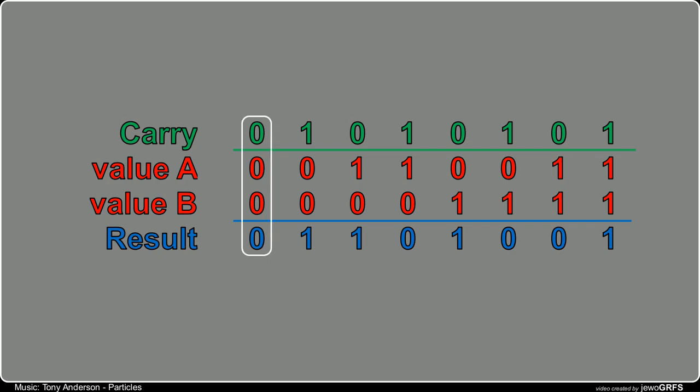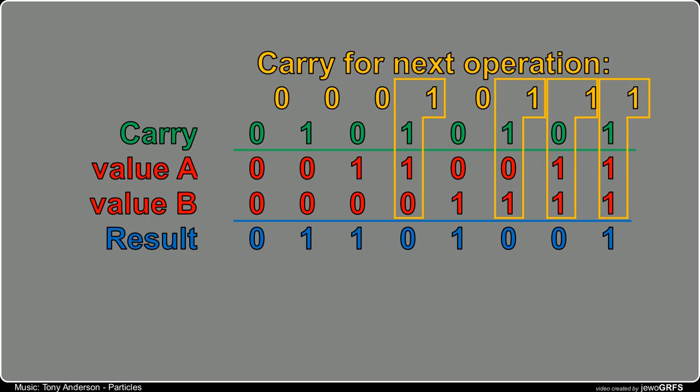So if the carry from the previous operation is 0 and values A and B are 0, the result is 0. When the carry from the previous operation is 1 and values A and B are 0, the result is 1. When the carry is 0, value A is 1 and value B is 0, we have a result 1. Now when the carry is 1 and value A is 1, value B is 0, we have 0, because 1 plus 1 in binary is 0. And so on. And now I will show you a similar analysis for the overflow bit. Results for this bit are different. The carry for the next operation will be 1 only when we have at least two values 1. So if there is only one value 1, the carry is always 0. When you have 2 or 3, the carry will be 1.